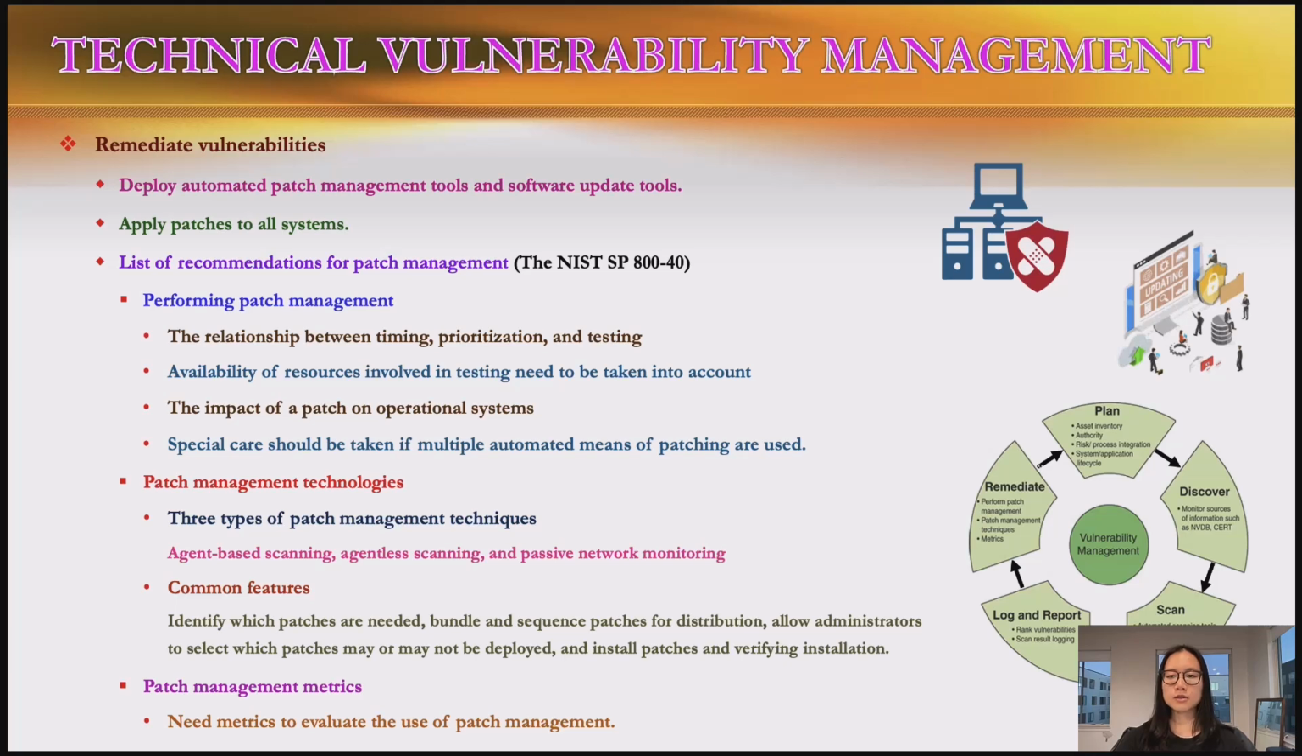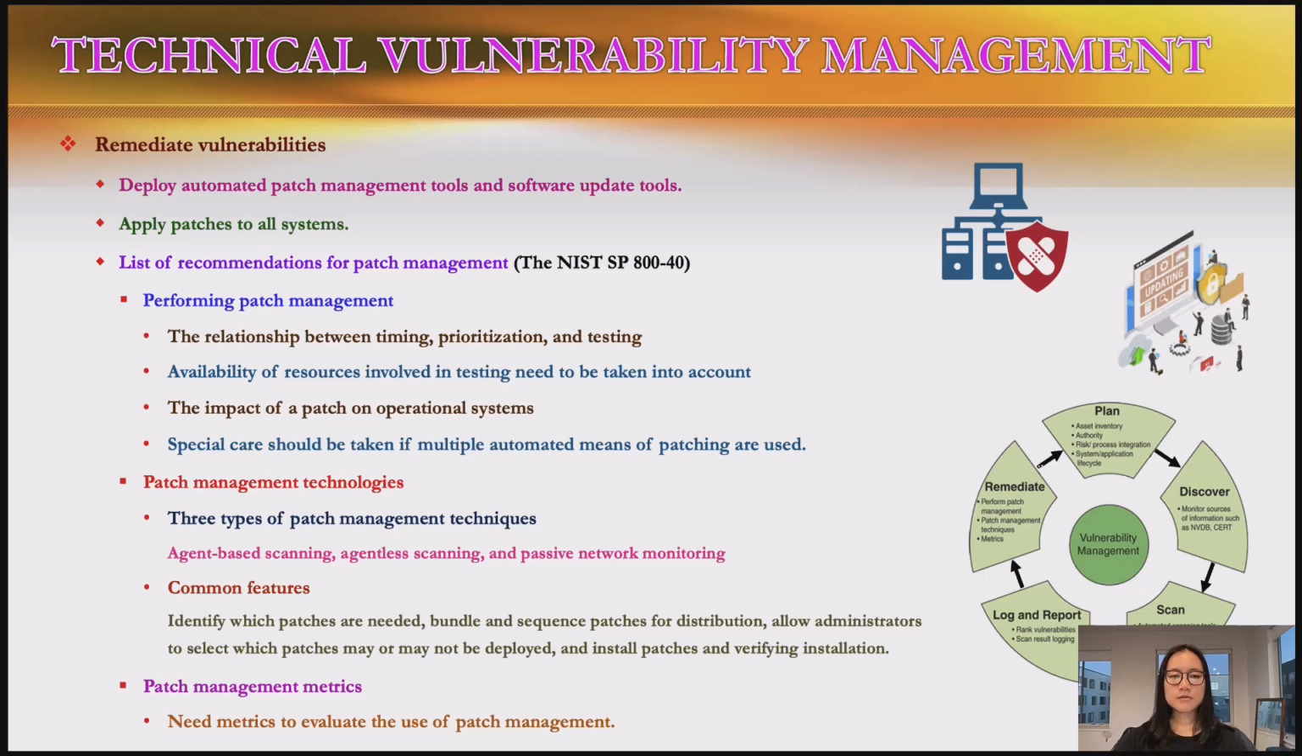Finally, passive network monitoring checks the local network traffic to identify applications that need to be patched. Common features of patch management capabilities include identifying which patches are needed, bundling and sequencing the patches for distribution, allowing administrators to select which patches may or may not be deployed, and installing patches and verifying installation.